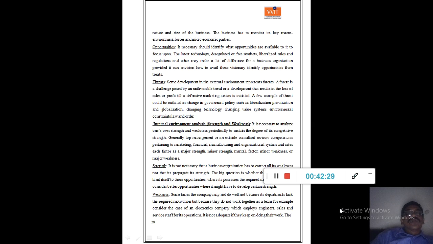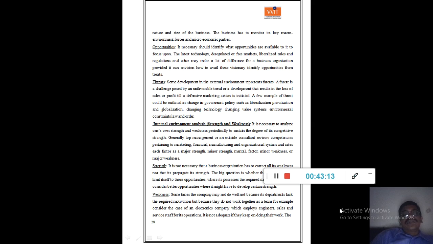Opportunities and threats. For example, there may be an opportunity for your organization in adapting the latest technology, or some liberalized rules and regulations from the government may be an opportunity. Threats. Some developments in the external environment represent threats. A threat is a challenge posed by an unfavorable trend or a development that results in the loss of sales or profit till a defensive marketing action is initiated.